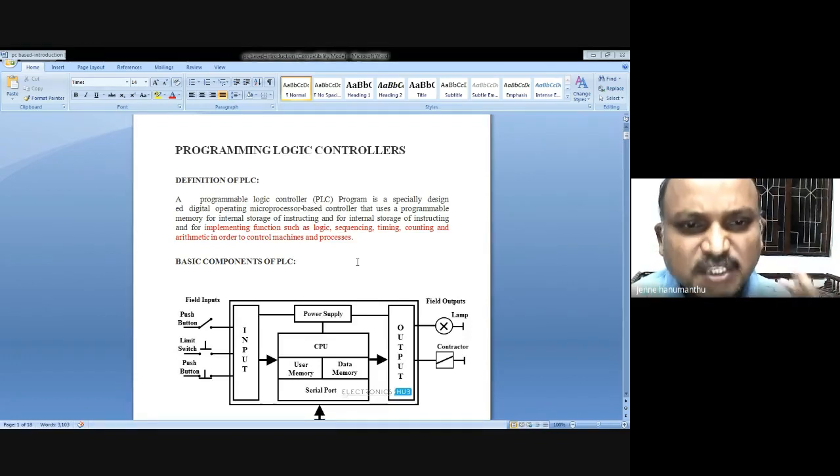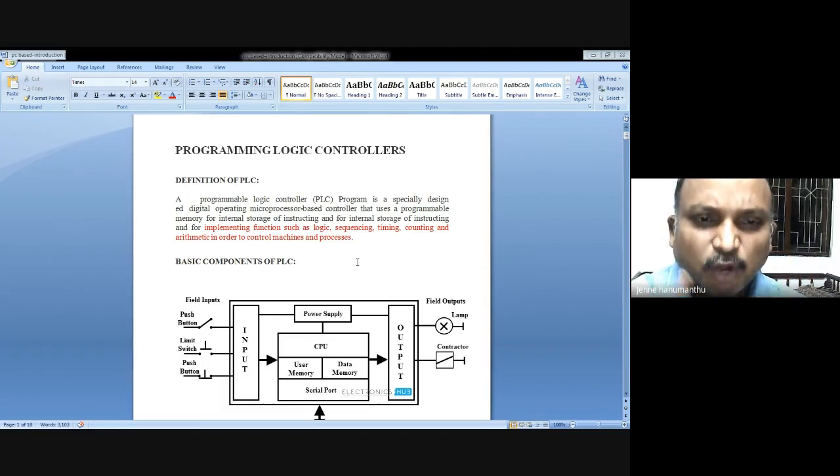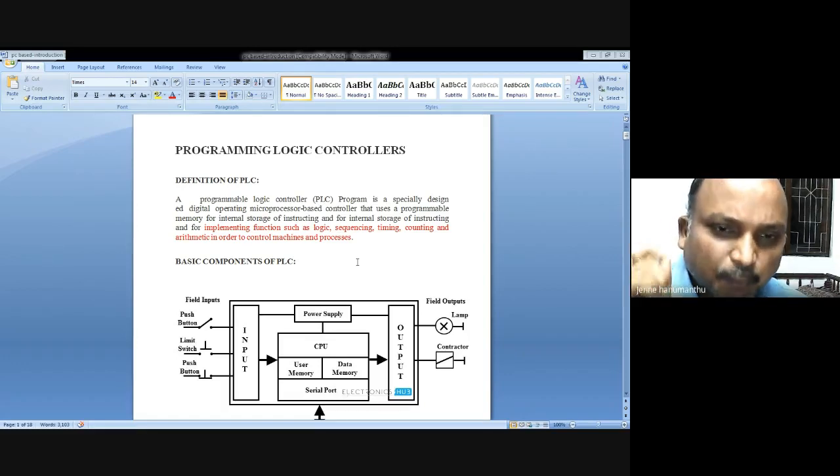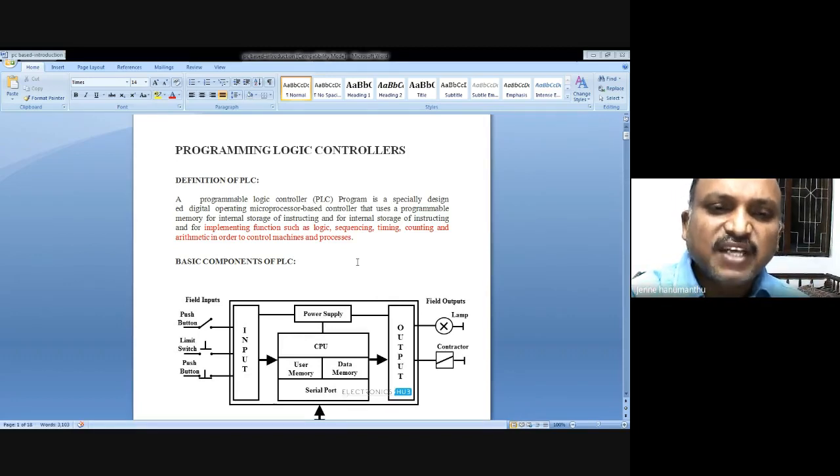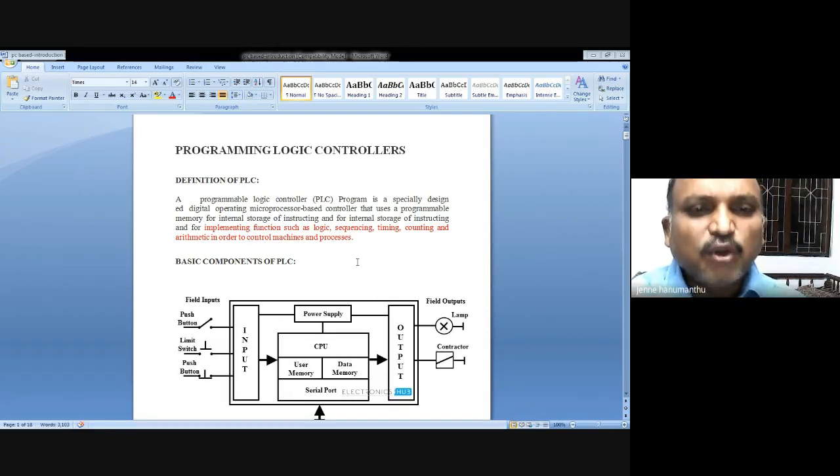the main function of this PLC is that it provides some logic. It provides some timing. It provides some counting, and it provides some arithmetic functions. So how does it provide all this? We need a supporting system, PC based. The controller will be driven by this computer system like this.